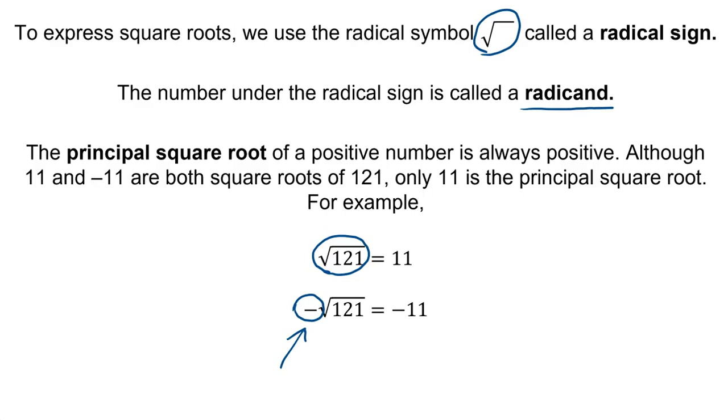So if we just have square root notation without any sign in front, that means give me the principal or positive square root of that number. But if we have a negative sign in front of the radical sign, that means give me the negative square root of that number.